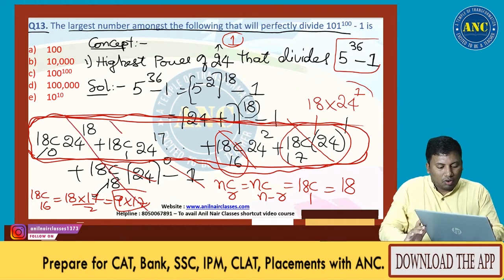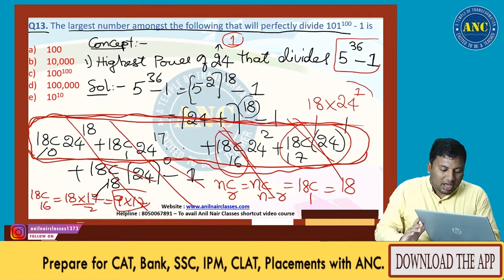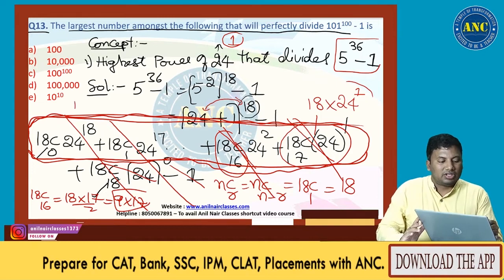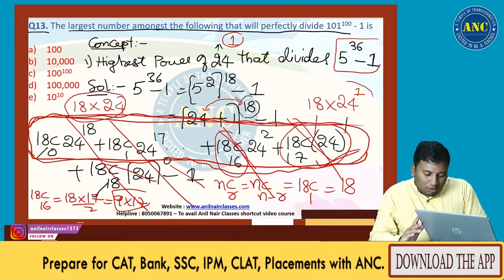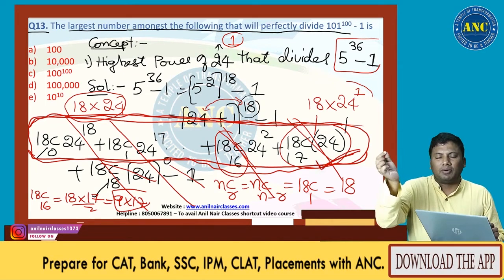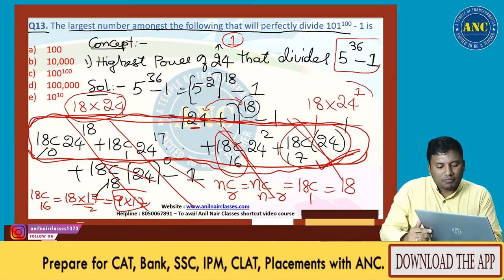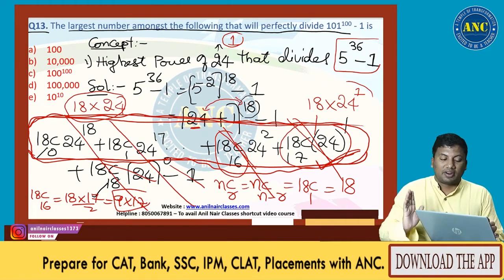You don't need to do all these methods. This is a little cumbersome method. Exactly, the answer is the highest power of 24 in the power into the value, 18 into 24. 18 into 24 happens to be the lowest term in the given series. So just take the power and multiply with this value. 18 does not have powers of 24, so the answer for this question is 1.